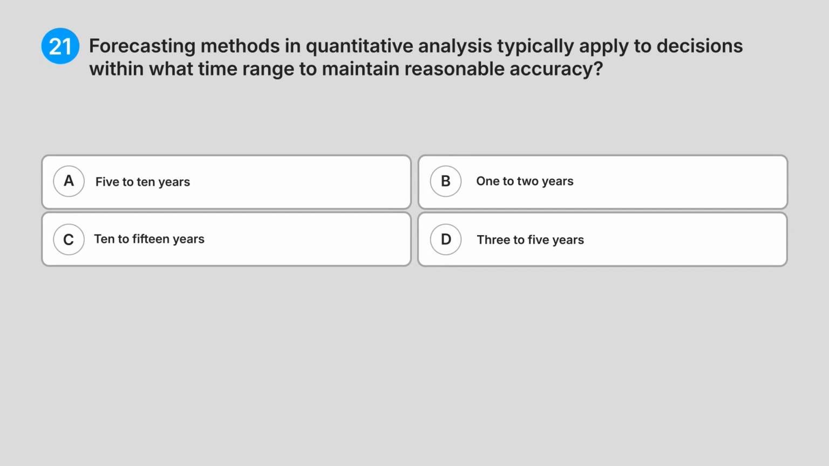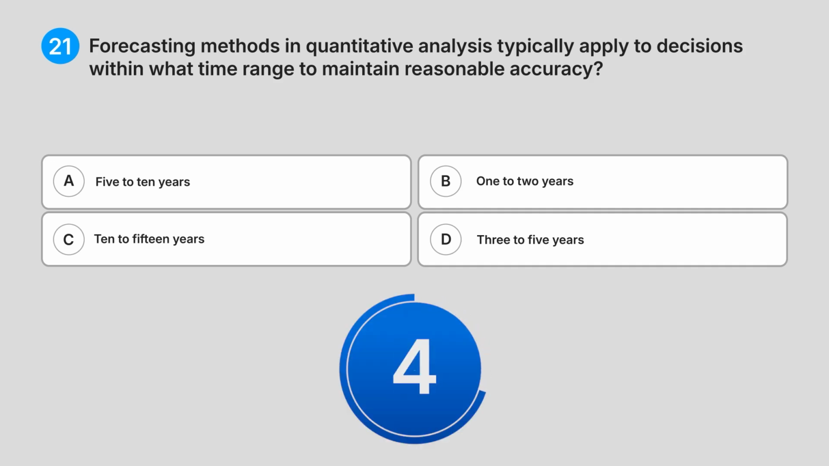21. Forecasting methods in quantitative analysis typically apply to decisions within what time range to maintain reasonable accuracy? A. 5 to 10 years. B. 1 to 2 years. C. 10 to 15 years. D. 3 to 5 years. Can you guess the answer?